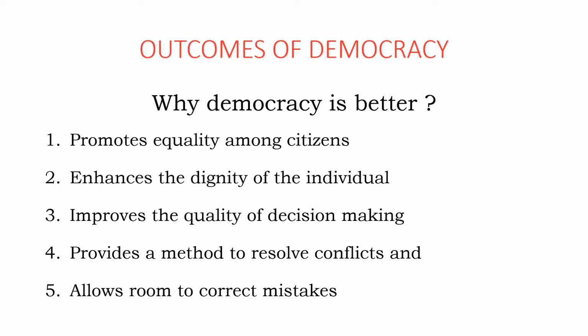The third one is it improves the quality of decision making. In decision making, all the people of the country are included, so the quality of decision making will be good. And the next one is it provides a method of resolving conflicts. So conflicts are resolved in a democratic way. And finally, it allows room to correct mistakes. So there will be chances to rectify our mistakes. So these are all the reasons for which we consider democracy as a better form of government.